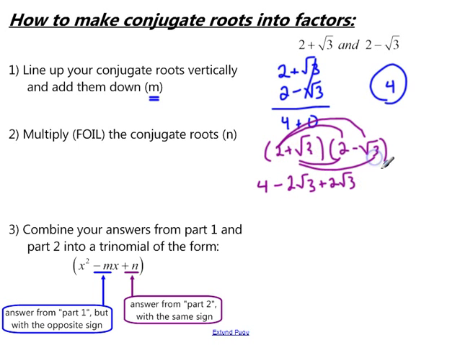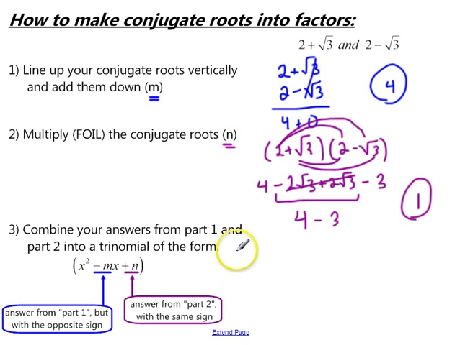And then the last terms, positive root 3 times negative root 3 just gives us negative 3. Now what you'll notice is that the middle terms are always going to cancel out. Negative 2 root 3 plus 2 root 3 is going to give us 0, so we're really just left with 4 minus 3, and that gives us 1. That's going to be our answer for n, our value for n in our final part.